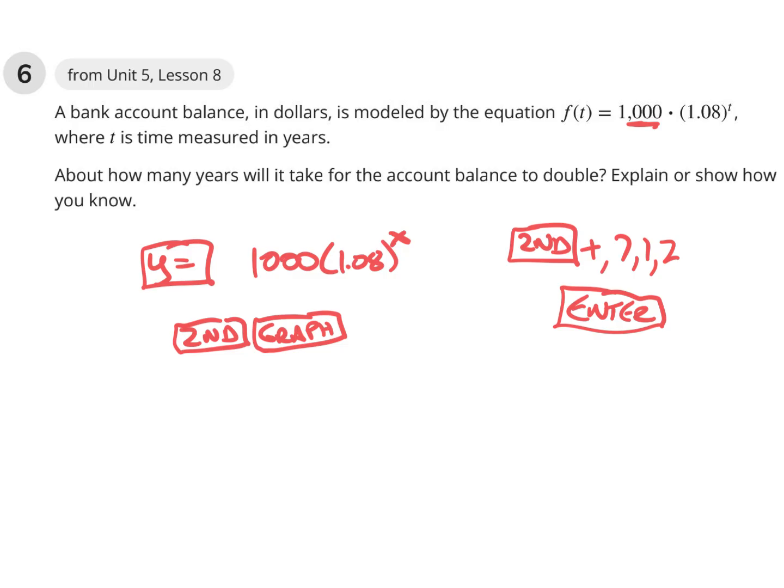1,000 times 1.08, caret x. And so now all I got to do is scroll down and see when it gets from 1,000 to 2,000. At year 9, when t equals 9, y is 1999. So it takes a little bit over 9 years.